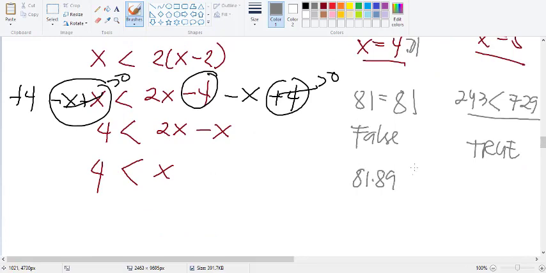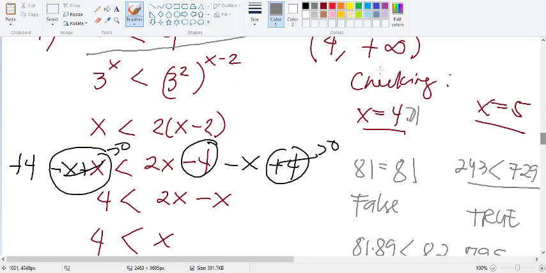81.89. It's supposed to be less than 9 raised to the power of 4.01 minus 2. Okay, it is indeed, because it is 82.799. So, as you can see, although 4 is written here, it doesn't mean that the value 4 is included, but it starts there.